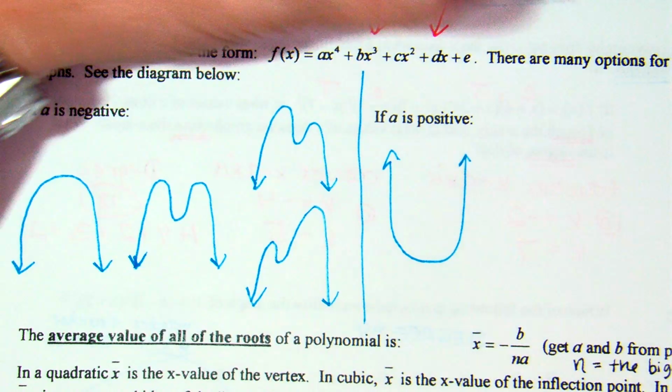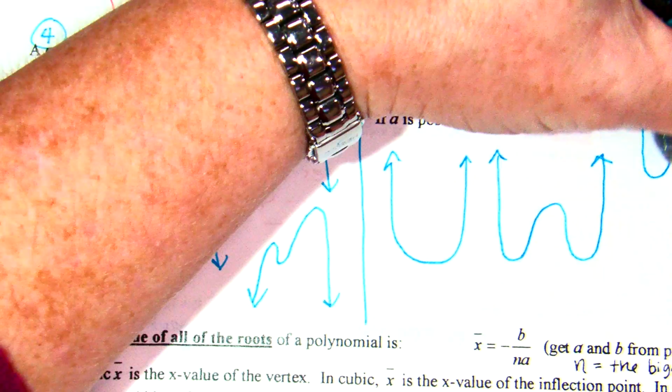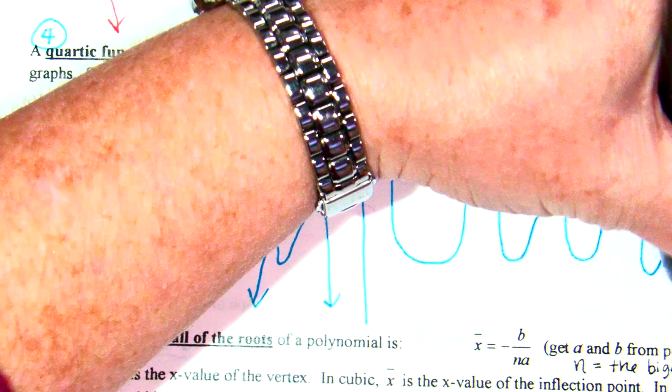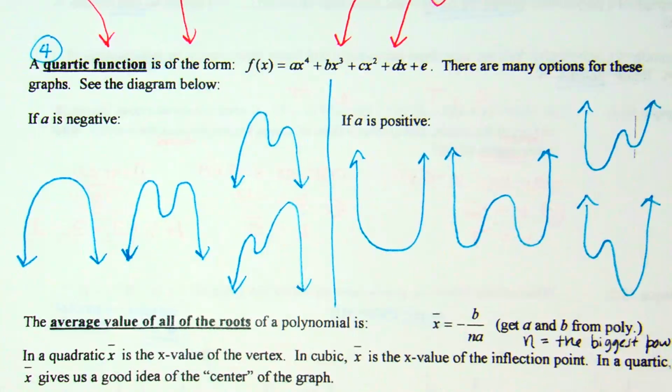If a is positive, the difference is everything opens up, up. Again, they can be lopsided too, depending on what terms there are. I just want you to get the idea that there are a variety. Notice, if it's degree 4, 1 less than that, 3, there are at most 3 extrema, is what we use in pre-cal. So 3 mins and maxes, or in other words, 3 turning points.